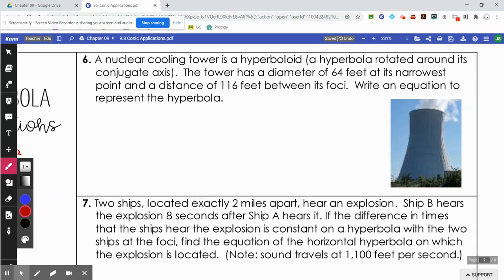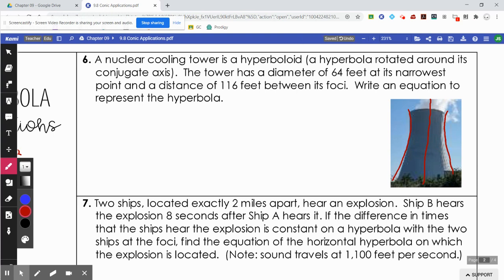A nuclear cooling tower is a hyperboloid, and you can see that the sides actually form a hyperbola. This is telling you what a hyperboloid is. It's a hyperbola rotated around a conjugate axis. So the conjugate axis would be right here in the middle. If you were to spin this around, it would form the shape that you're seeing here.